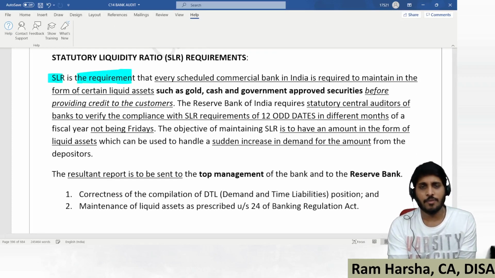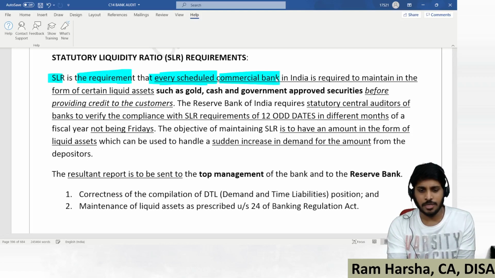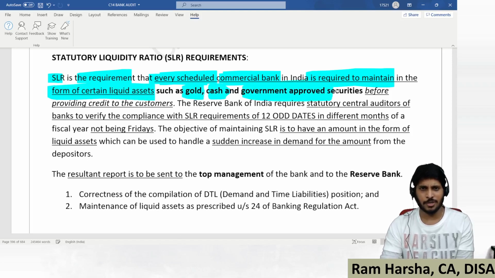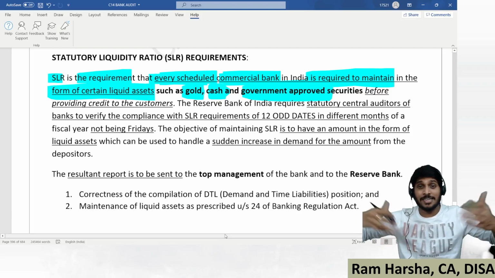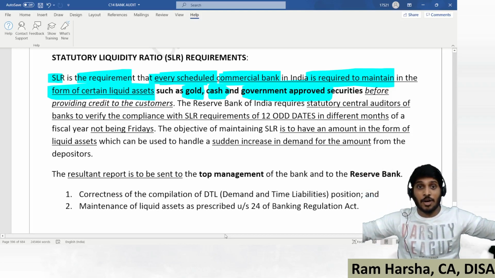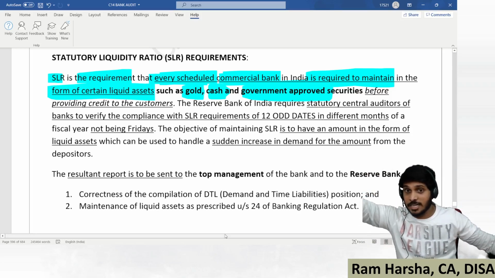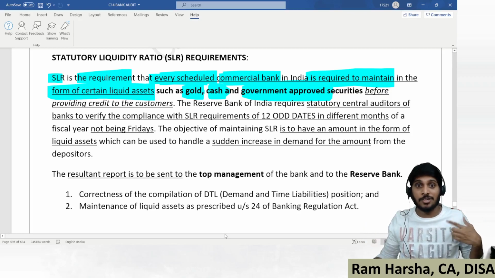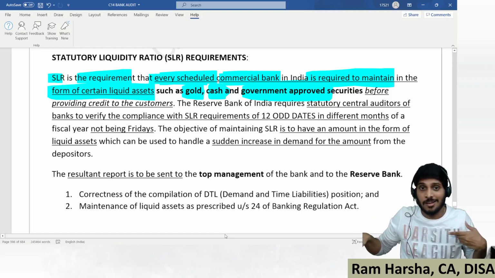SLR is a requirement every scheduled commercial bank is required to maintain in the form of liquid assets such as gold, cash, government approved securities, to protect themselves against uncertain depositors' needs. If a depositor comes and suddenly withdraws all his money, the bank should be able to pay him. Banks shall not run out of cash.